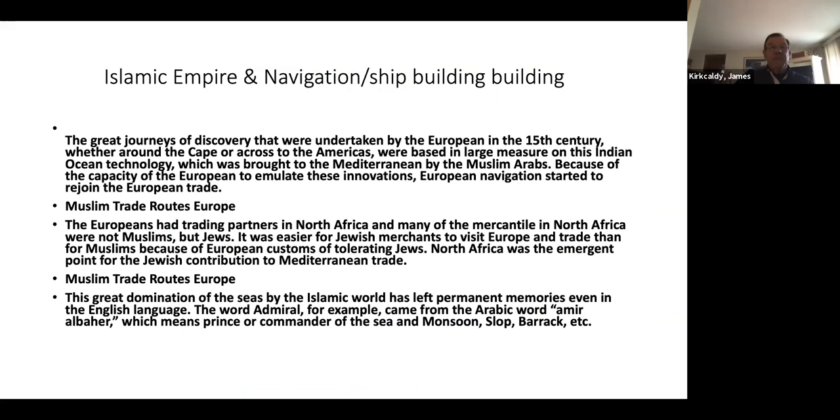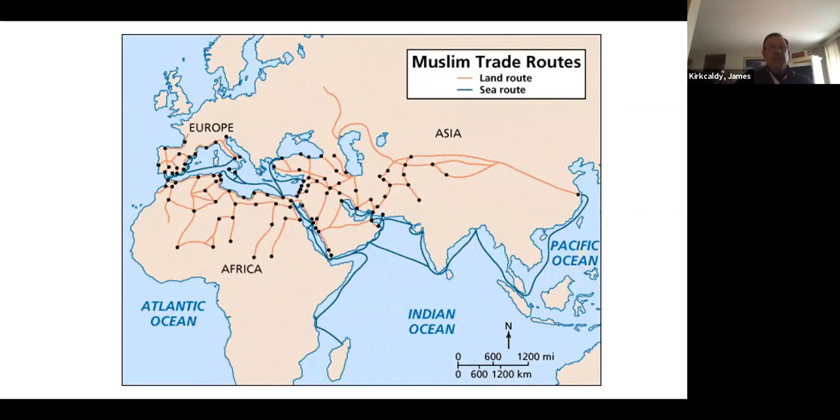So look at the first sentence. The great journeys of discovery that were undertaken by the Europeans in the 15th century, whether on the Cape or across to the Americas, was based in large measure on this Indian Ocean technology. The Indian Ocean is the ocean between Africa and, say, India, okay? And you can see it right here, the Indian Ocean. And you can see that, once again, the trade routes, how extensive their trade routes were by water and by land.